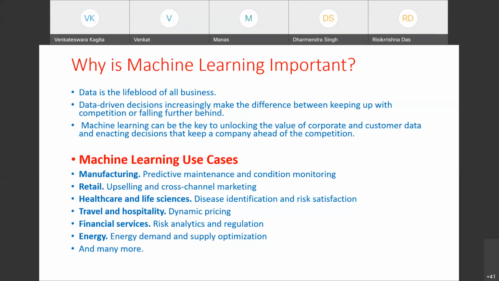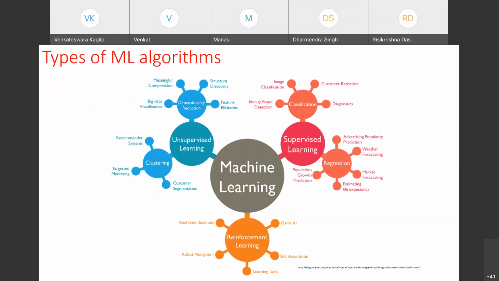Machine learning has lots of applications in almost every domain, including manufacturing, retail, healthcare and life sciences, travel and hospitality, financial services, and energy. That is why machine learning is important. And there are different types of machine learning. Supervised, unsupervised, and reinforcement learning are the main types of machine learning algorithms. There is also semi-supervised learning, which is a combination of both supervised and unsupervised.